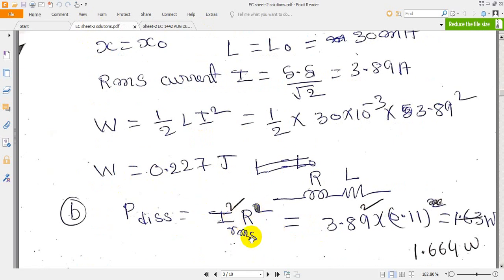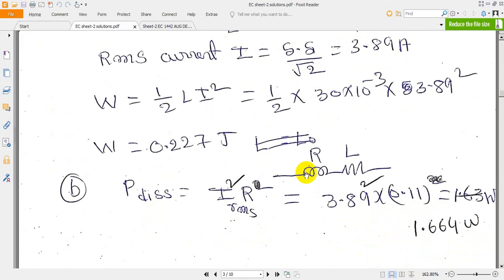I square RMS value is equal to 3.89 the whole square into R value, which is 0.11, that is 110 milliohms. So we will write it as 0.11. On calculation, you will get power dissipated is equal to 1.664 watts. This is the power dissipated.